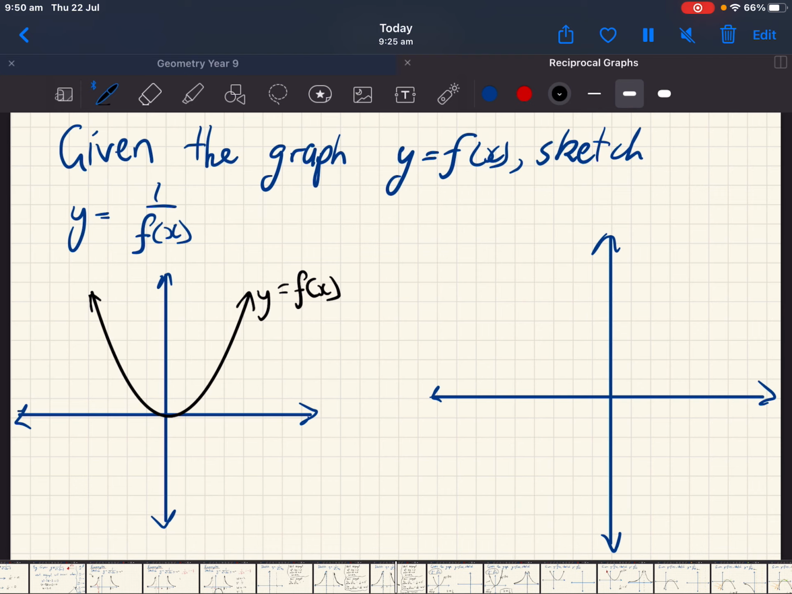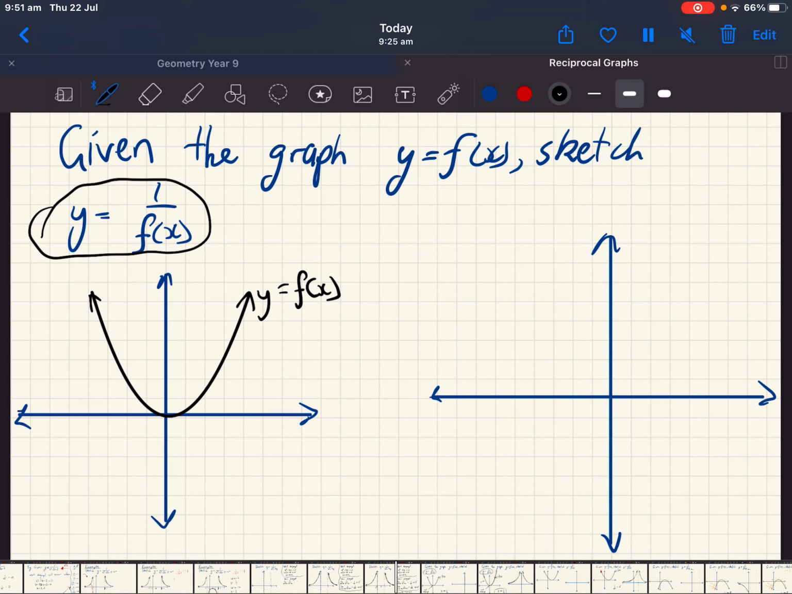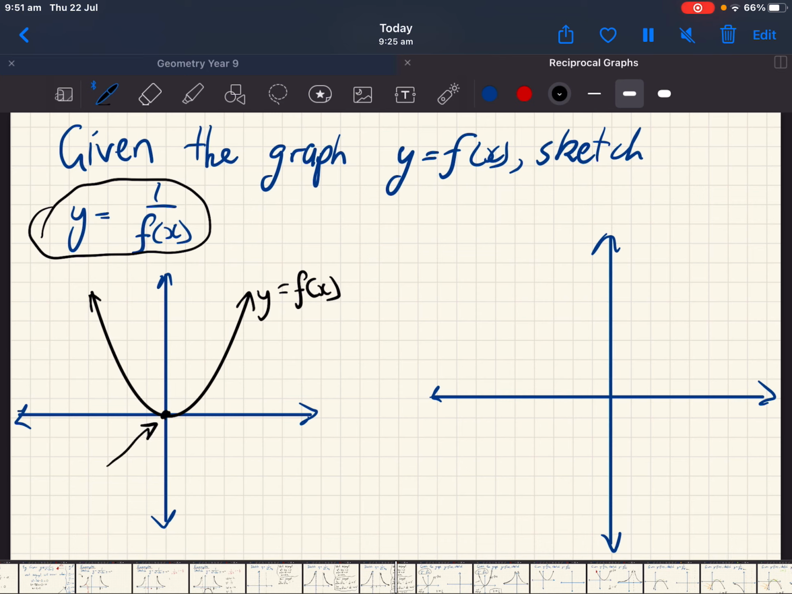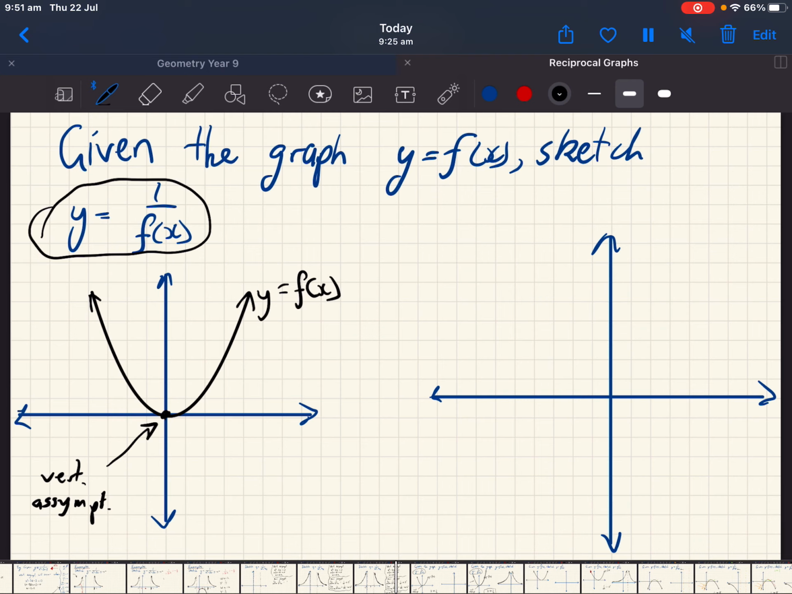First things first, whenever f of x is equal to 0, 1 over 0 is going to be a vertical asymptote. So you look at the f of x function, and we're going to use that graph to create the reciprocal. Whenever that original f of x function is 0, you're going to end up with a 0 on the bottom for the reciprocal, so you're going to end up with a vertical asymptote. So first things first, bam, there it is. Let's get our vertical asymptotes in first.